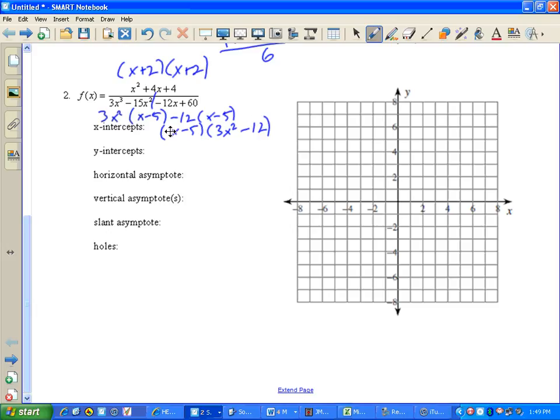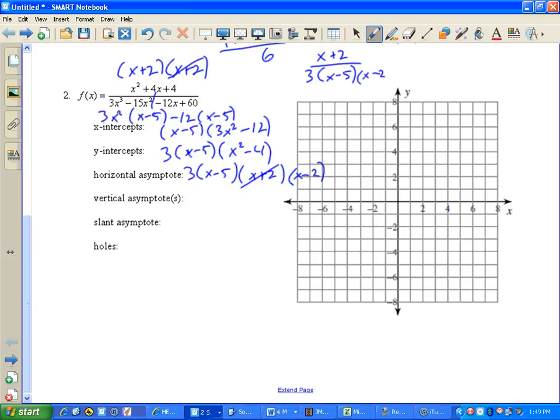This factors more. I can take a 3 out, which gives me x squared minus 4, which turns into x plus 2 and x minus 2. So that's my bottom, that's my top. So that means one of these will cancel. So my simplified version would be x plus 2 over 3, x minus 5, x minus 2.